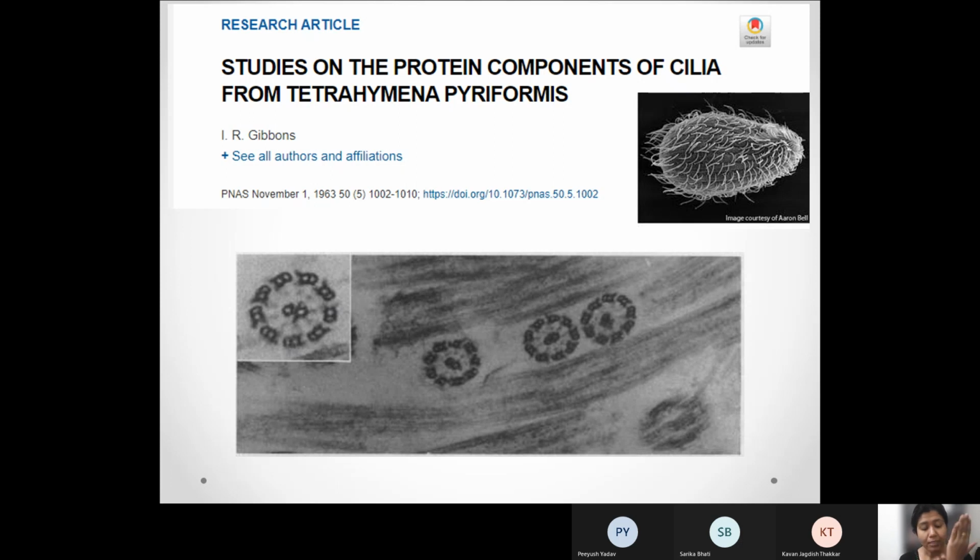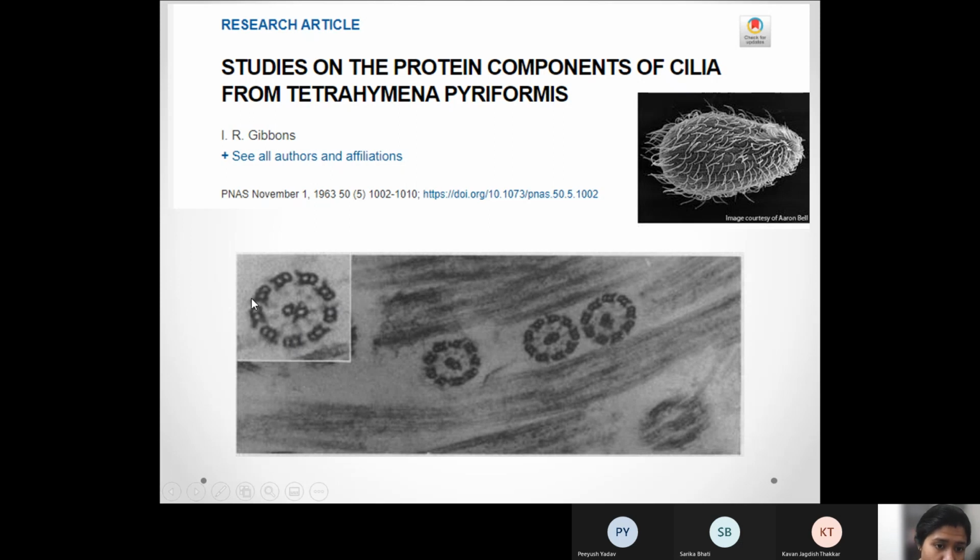And how do these microtubules move past one another? The way they move past one another is with the help of motor proteins. And these motor proteins are not kinesins, but dyneins. And in this paper, what they did was they identified these.